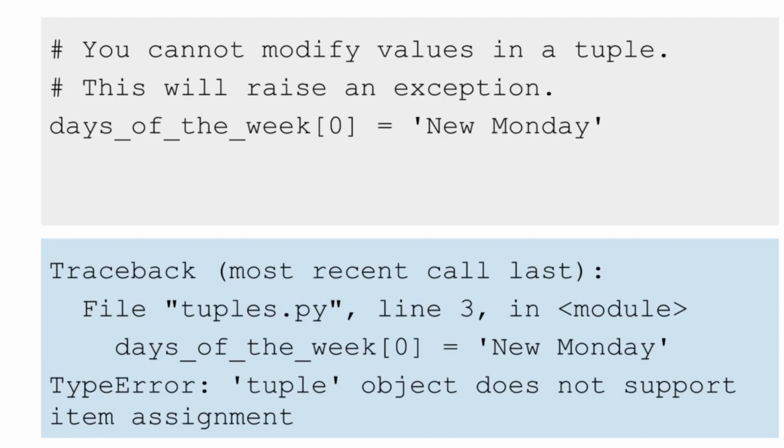The biggest difference between a tuple and a list is that the tuple is immutable, meaning you can't modify it. If you were to try to change a value in a tuple, we will encounter an error. Here, the Python interpreter tells us that tuples do not support item assignment.